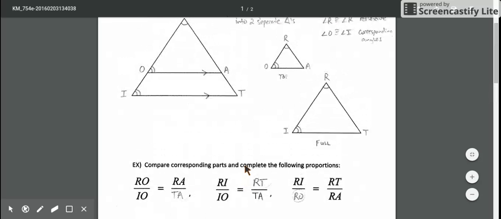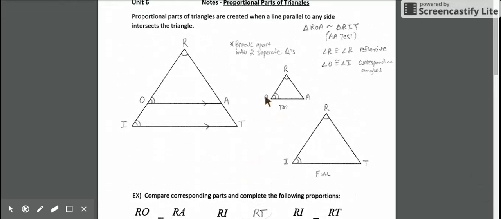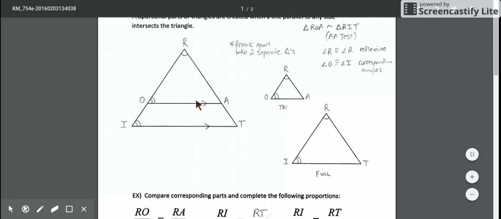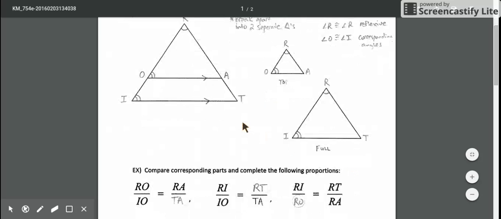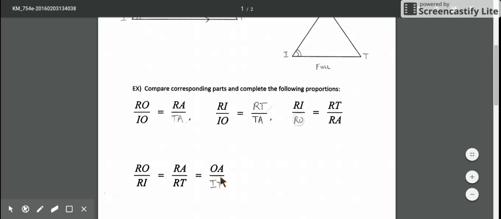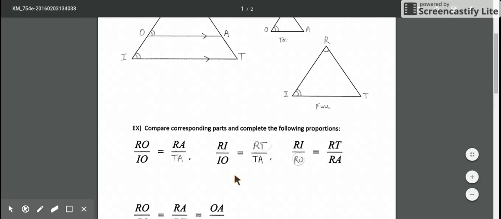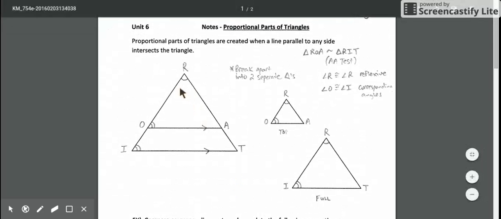Take a look at the bottoms. So because we're talking about proportional parts, those pieces are also proportional to the bottoms of the triangles. So this length OA compared to IT, or OA to IT on the bottom if we separate it. So that's the trickier one. Other than that, it's basically just comparing corresponding pieces.